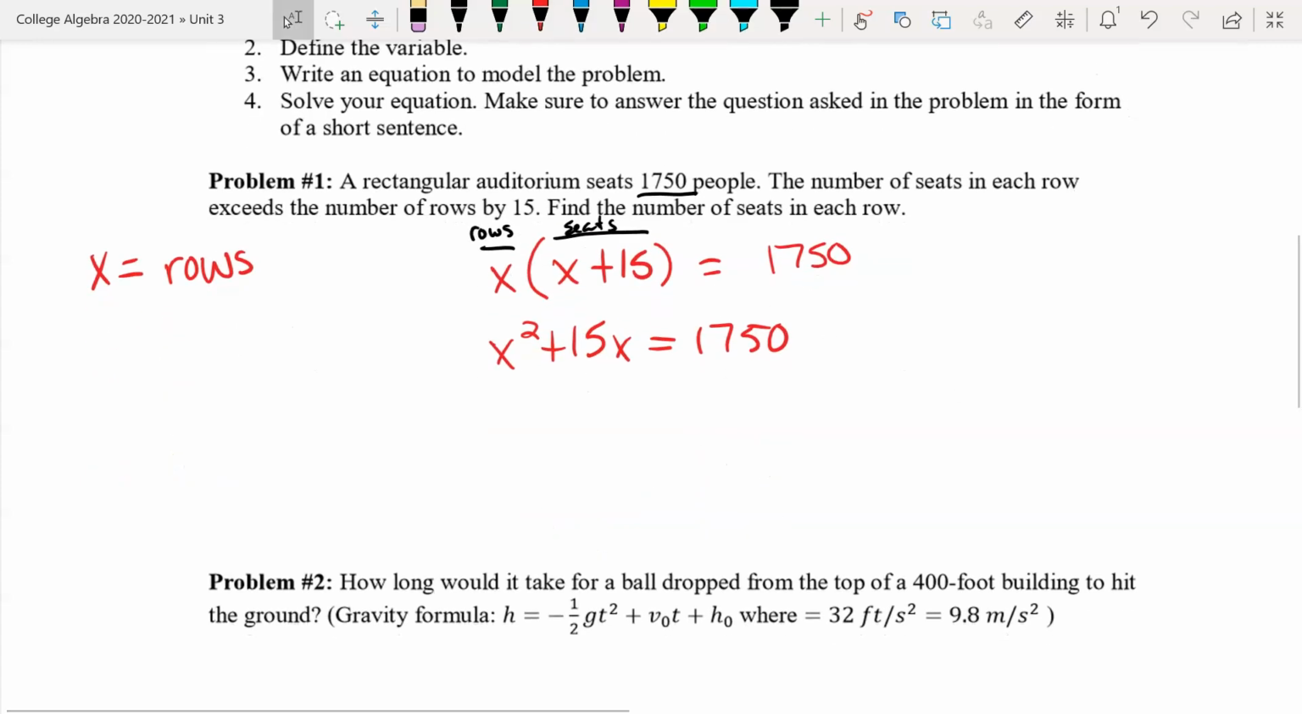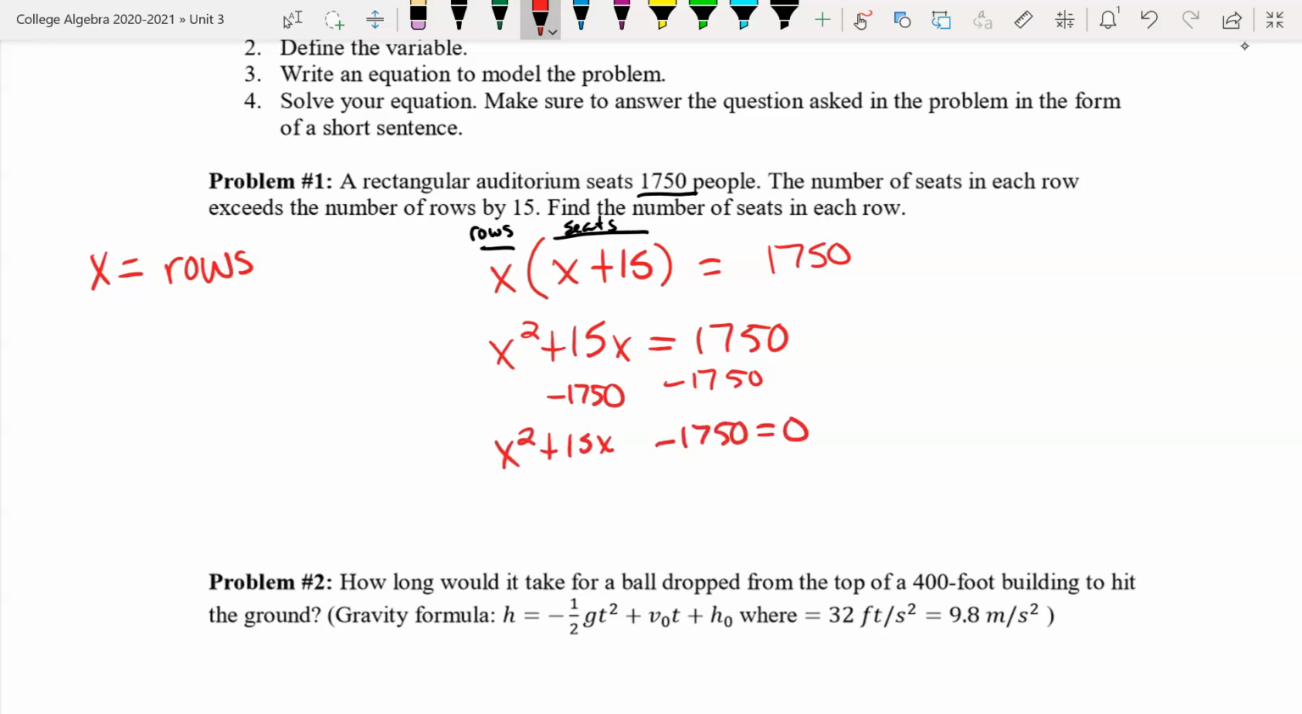The easiest way to solve this is to move everything to one side and set it equal to 0, just like whenever we solved a quadratic equation before. Now there's two ways to do it. You can use the quadratic equation, or you can factor.